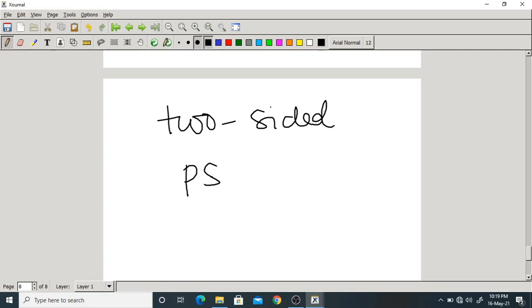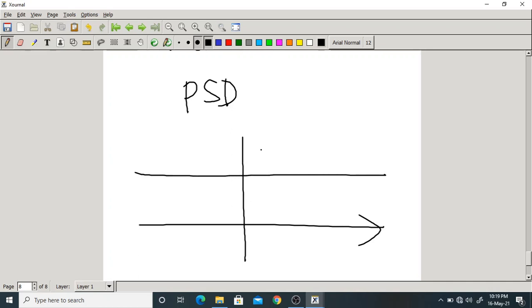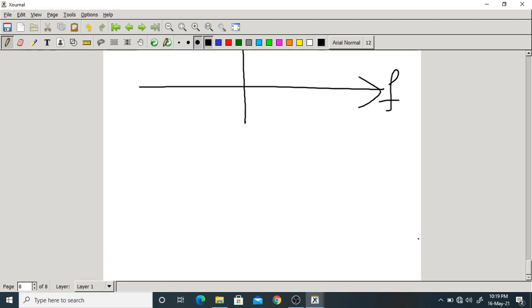Two-sided power spectral density. Why two-sided? Because it is taking care of all sides. I mean two sides, positive as well as negative. We call it N naught by 2. This is frequency. So we have one-sided PSD also. One side means only positive side. Then what do you write? F.